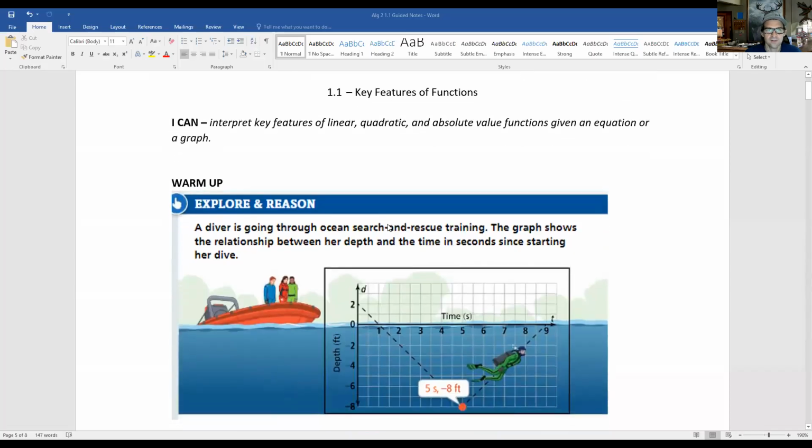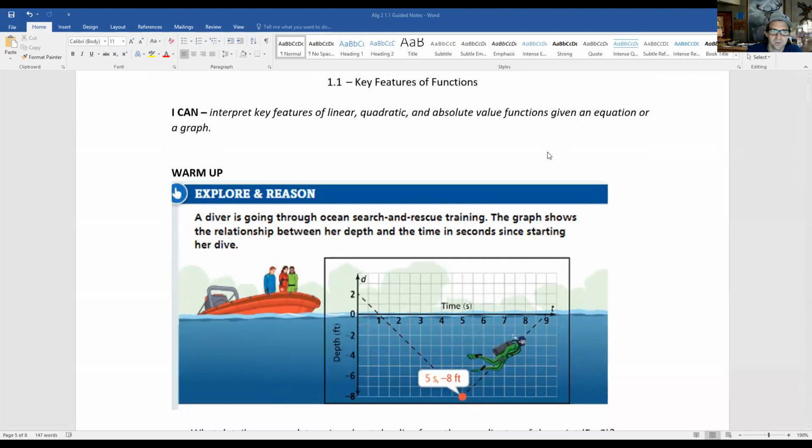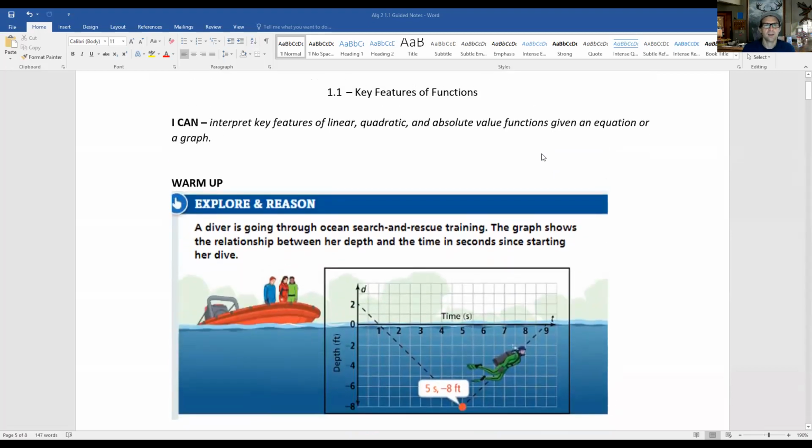So let me screen share the notes with you. Now, hopefully you guys have downloaded these notes and you have them printed off, or you grabbed a printed off copy of them. These notes are always really good to go over. I'm going to be using this pen here. It's new, so I might have some technical issues, but there we go. So we're going to start here with the I cans. So what you want to make sure is you can interpret the key features of linear, quadratic, and absolute value functions of a given equation or graph.